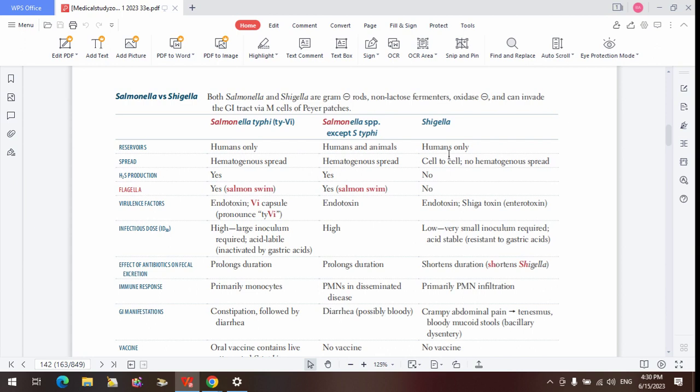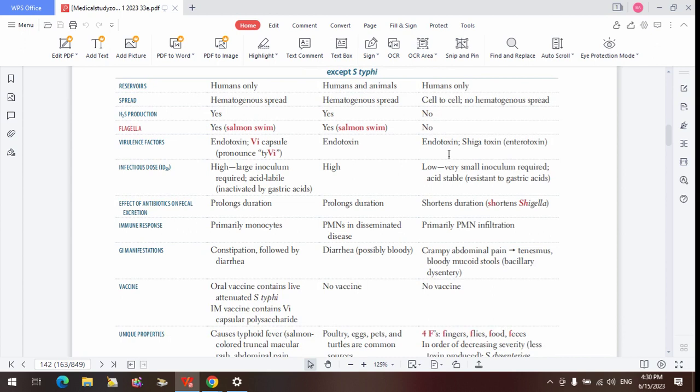Shigella is non motile. Salmonella can swim just like salmon. Salmon is a fish, so it can swim. That's why Salmonella, coined from salmon, can move because salmon can swim. It has flagella that allow it to move, while Shigella is non motile.